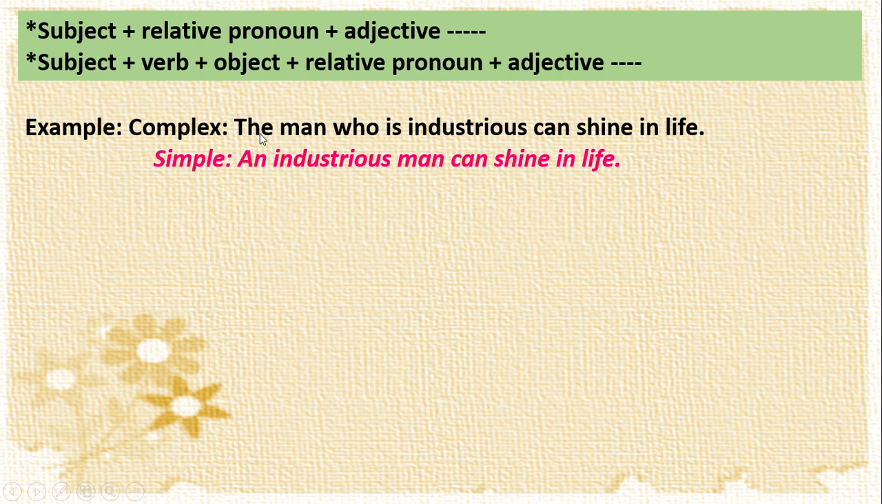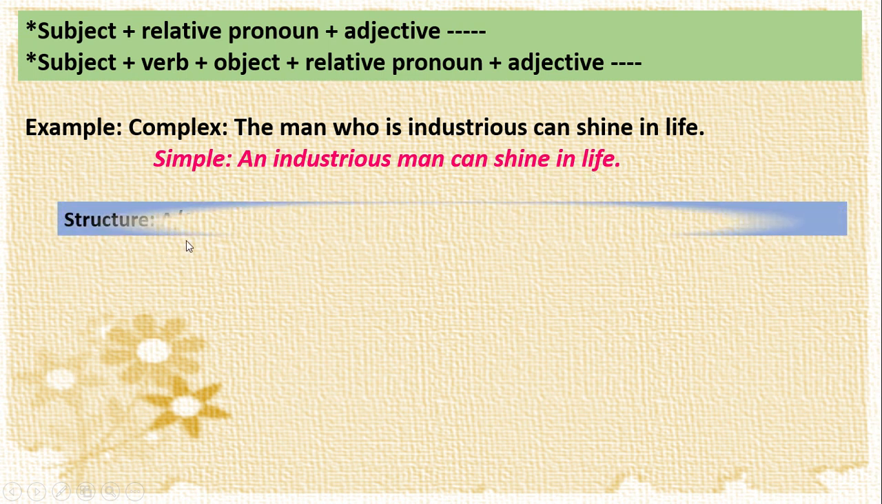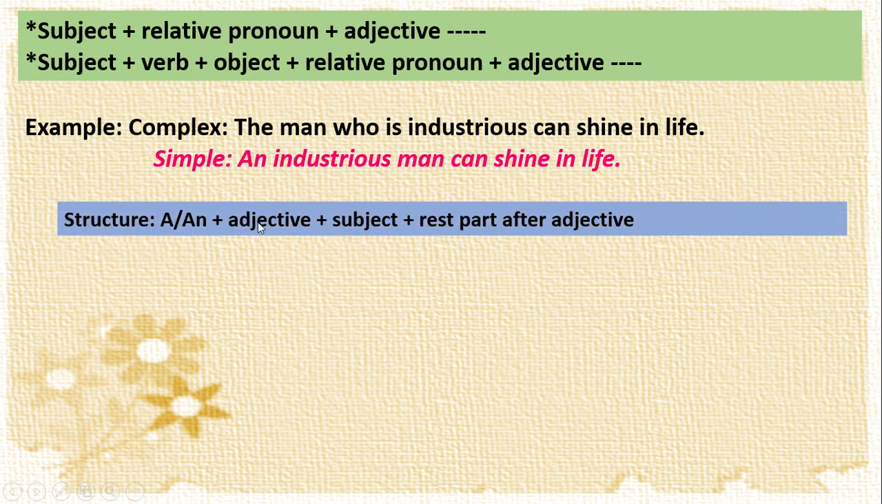Here, at first we will write a or an, then we will write the adjective, then the subject of the complex sentence, and the rest part of the complex sentence. An industrious man can shine in life. The structure is a or an plus adjective plus subject of the complex sentence, then the rest part of the complex sentence just after the adjective.